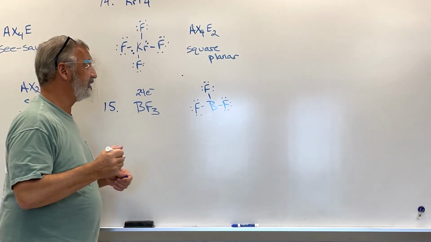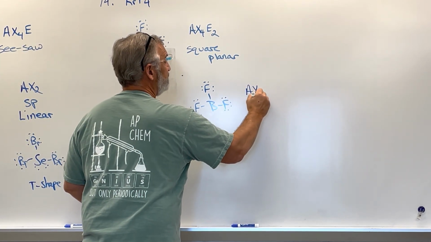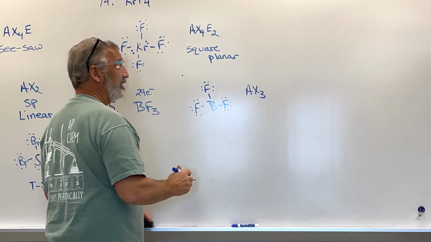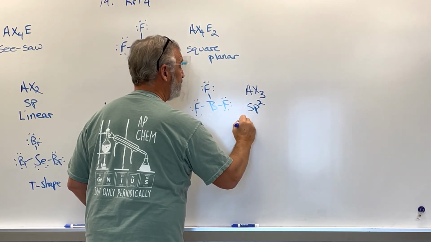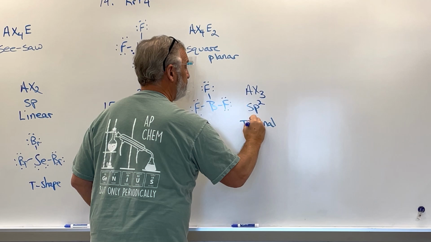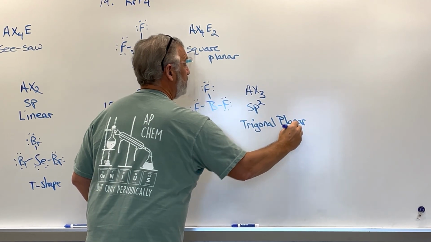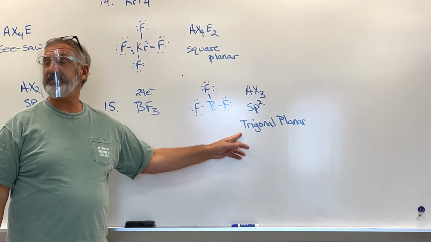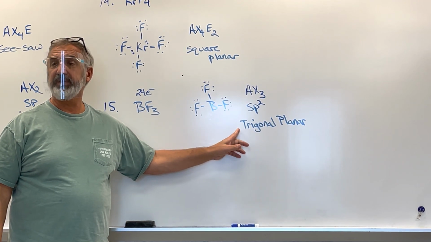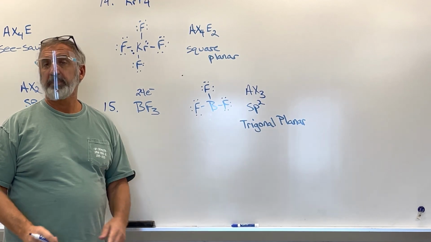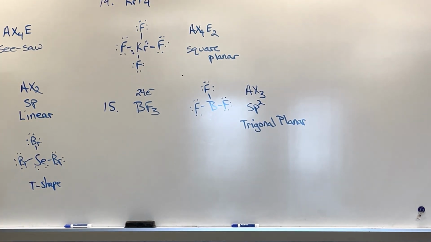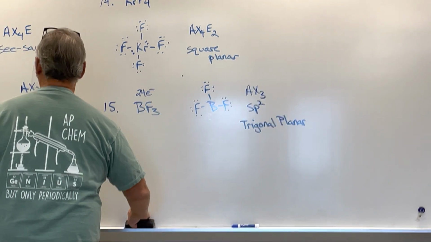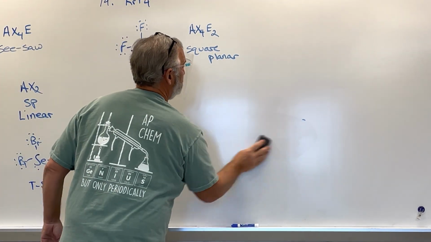Now what's my AX formula? AX3. So what's the type of hybridization? sp2, because it has to add up to 3. And then it's trigonal planar. There's no A in that, so everybody tries to say that it's trigonal pyramidal, but it's trigonal planar. Are we all good with this? Draw the Lewis dot structure. Determine the shape all from your AX formula. All right. Moving on.